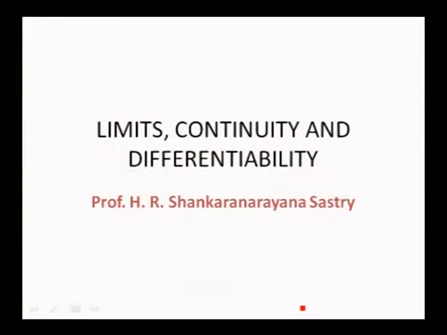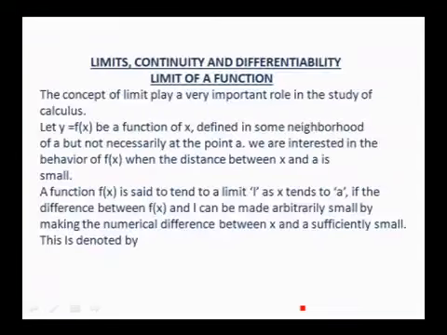I am Shankaranarayana Shastry. So we are just discussing today limits, continuity and differentiability, which is a part of calculus. Limits play a very important role in the study of calculus, because calculus mainly depends upon the operation of limits. Both Newton and Leibniz invented this calculus, and they have used this special operation, limits, in doing so.